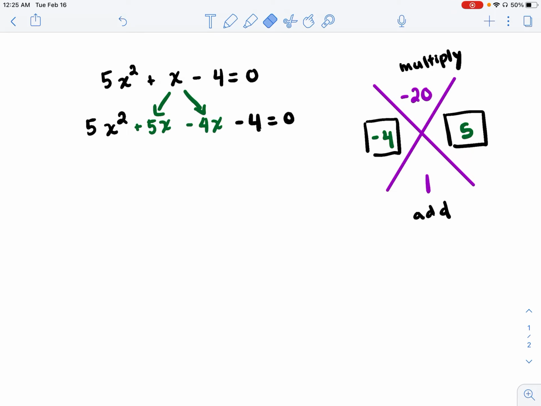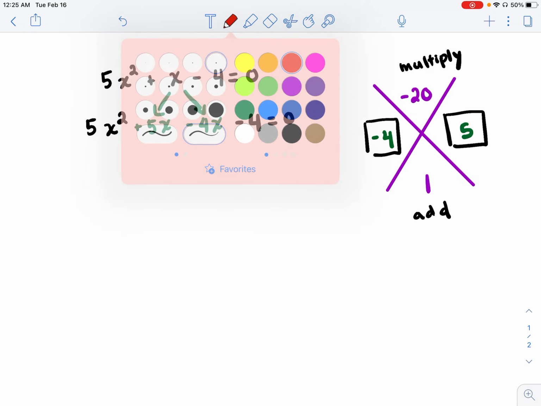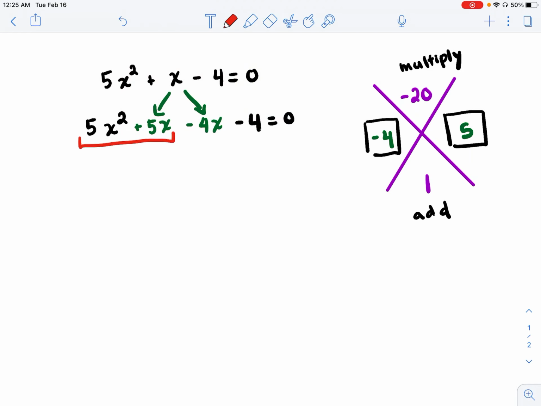So that's why we wanted to use the factor diamond to figure out that the two numbers were negative 4 and 5, and then you want to place them back in here. So we're going to first start with grouping these two terms and these two terms together. You'll realize we have a total of 4 terms, so we can group them 2 and 2.